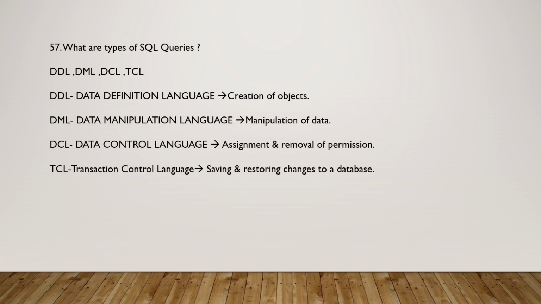What are the types of SQL queries? There are four types of SQL queries: DDL, DML, DCL, and TCL. DDL, data definition language, is used for creation of objects. DML, data manipulation language, is used for manipulation of data. DCL, data control language, is for assignment and removal of permissions. And finally, TCL, transaction control language, is for saving and restoring changes to a database.